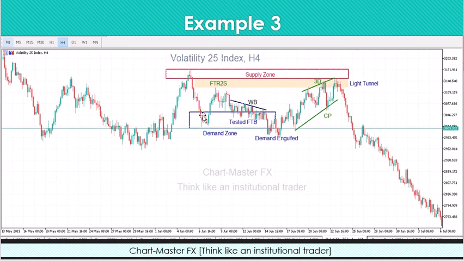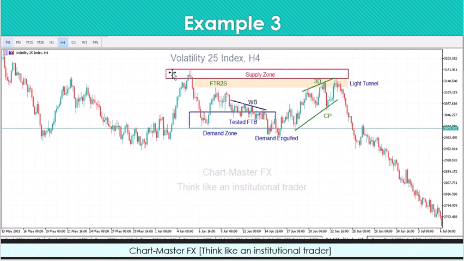Here, guys, you can see some multiple tested FTB here. The price visited here, visited here, visited here, and finally the price was able to engulf this demand. Once the price was able to engulf this demand, you can see, guys, that this demand was created after we had already experienced our supply zone here.